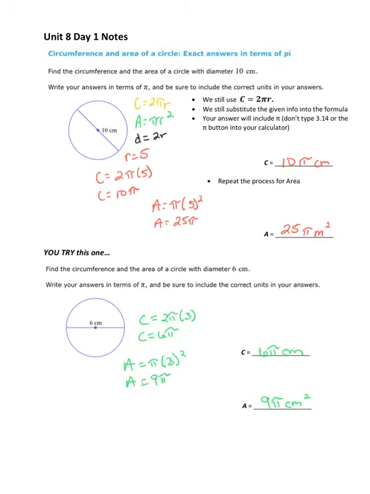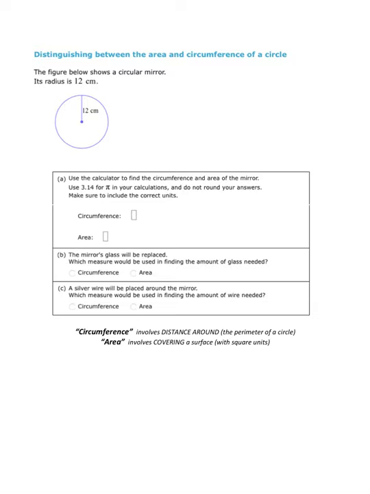One more page of notes. Now, you are going to have some problems where you have to figure out if you use the area or if you use the circumference, and then you're going to do the math for them. So here's our circular mirror, and here's the radius. So A, use a calculator to find the circumference and area of the mirror. And we don't round your answers.